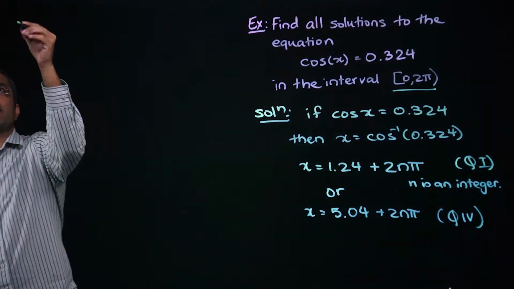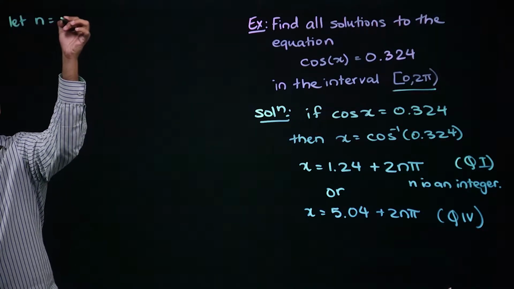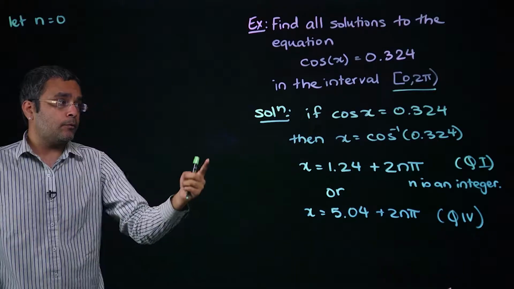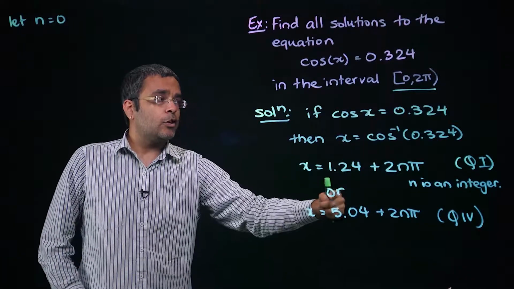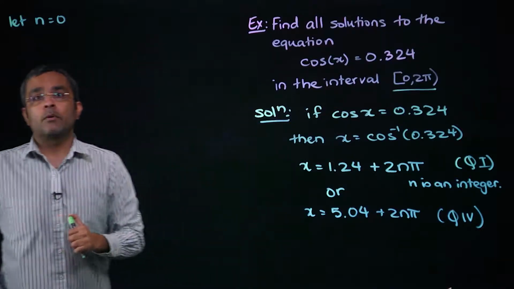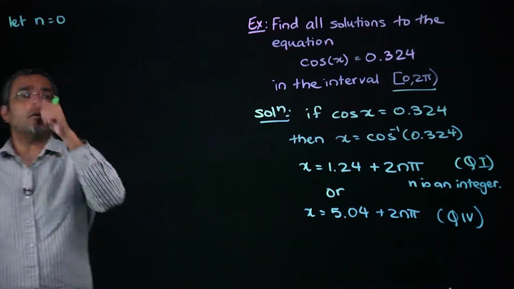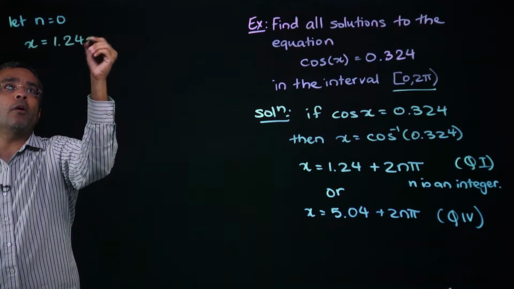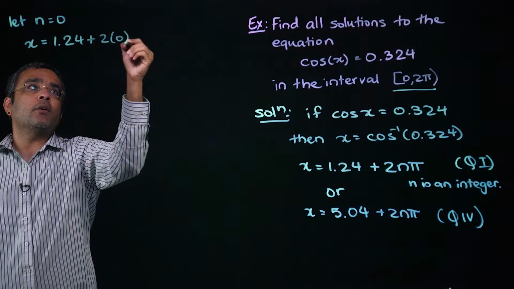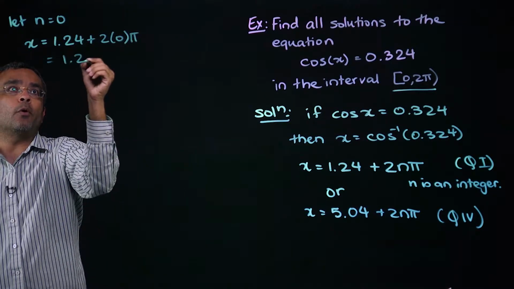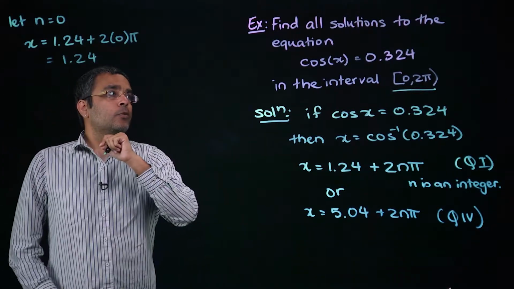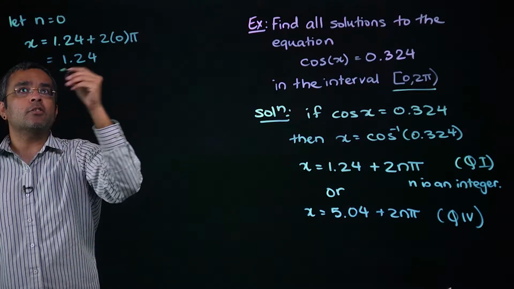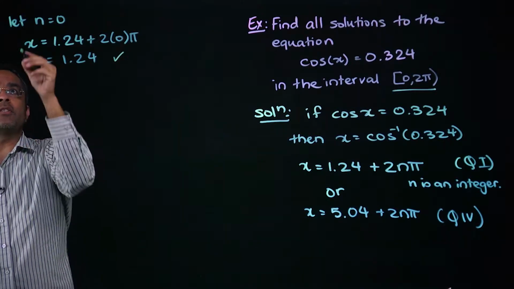So the first thing I'm going to do here is let n equal 0. Okay, you can start with -1, and you can see that if you start with -1, this number will actually become negative, so that would not be in my interval 0 to 2 pi. Okay, so I'll start with n equal to 0, which makes it x equals 1.24 plus 2 times 0 pi, which is just 1.24. Now, is that in 0 to 2 pi? Yes, because 2 pi is about 6.28, so this is less than 6.28, so that is good. So this one is in our solution set.